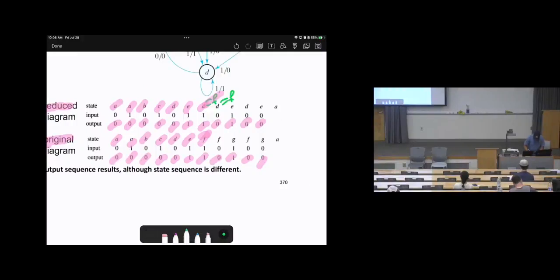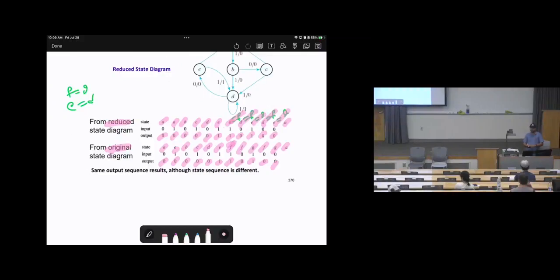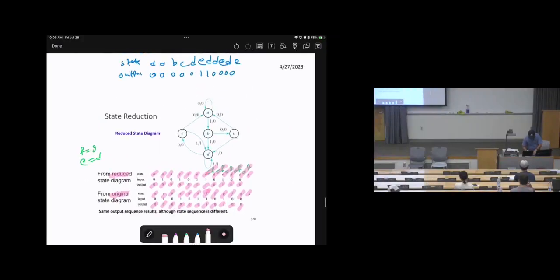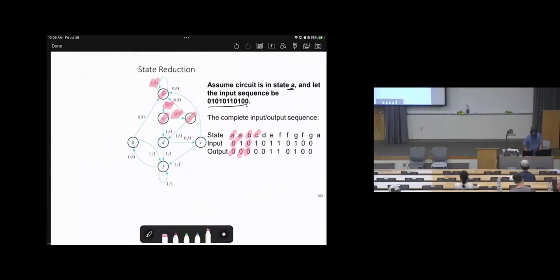D is equivalent to F, then that's fine. E is equivalent to G, then that's fine. Therefore, they're equivalent. So if the sequence sometimes looks different, it is because you haven't substituted the reduction for the originals. If you substitute the reduction, then it should be the same: same output, same inputs. Therefore, we can say this reduced model is the same as the old model.